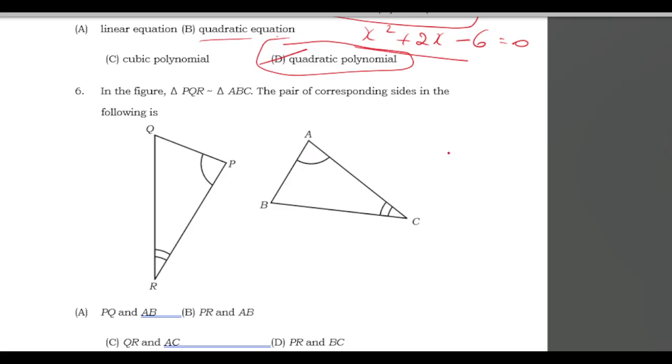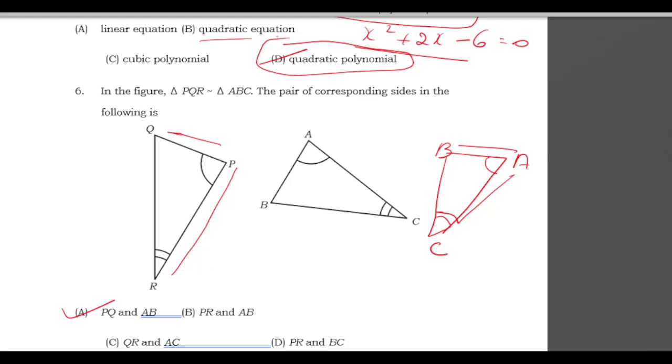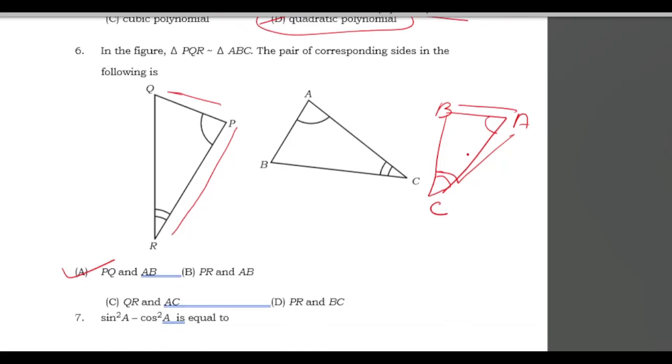So this sixth one is to rewrite this figure. Rewrite this one like this, and you take the corresponding sides. This is our angle, and this is A, this is C, and this is B. Now compare the sides. So PQ side is equal to the AB side. So option A is the right answer. PQ side is equal to the AB side. That's why option A is the right answer.